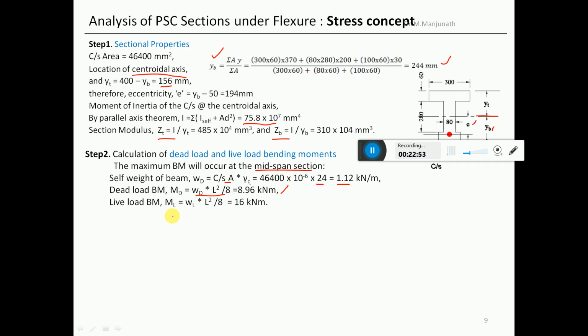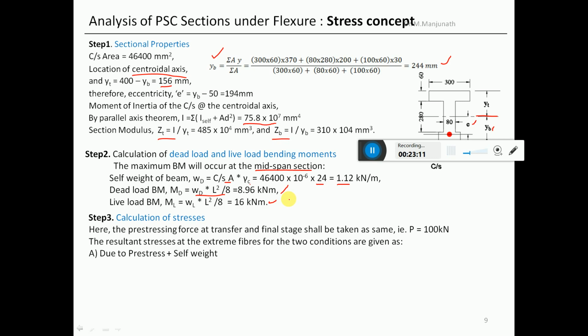Similarly, the live load on the beam is specified as 2 kilonewton per meter. That gives a live load bending moment of 16 kilonewton meter. So with this, we can now calculate the stresses. So the stresses are to be calculated at two stages.